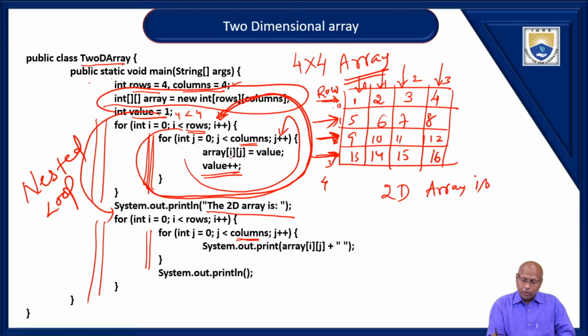4 times. So what will it print? Whatever data is available in the array. What is the name of the array? arr, sorry, array. This array value is printed. 0th row, 0th column, that is 1.